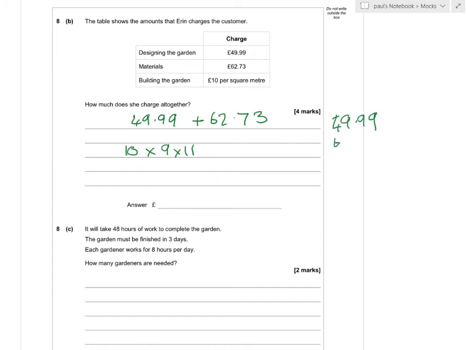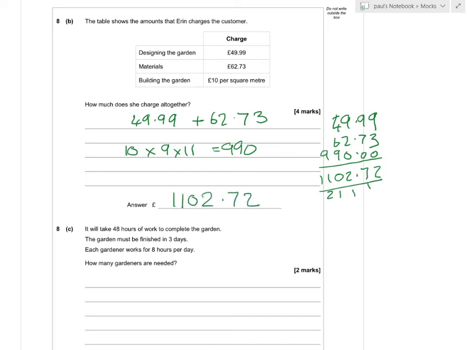49.99 plus 62.73. This is 99 times 10 is 990. So plus 990.00. We've got to add this up. Hope it comes to the right amount. 9, 10, 11, 12. 9, 16, 17. 9, 10, 11, 12. 4, 10, 19, 20. And 9 to 11. So it looks as though it's £11,002 and 72 pence.